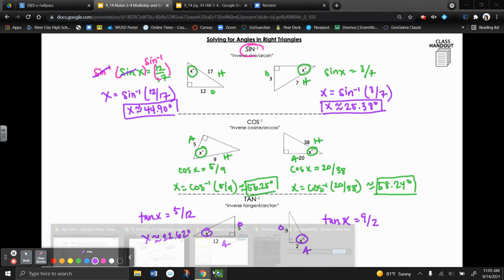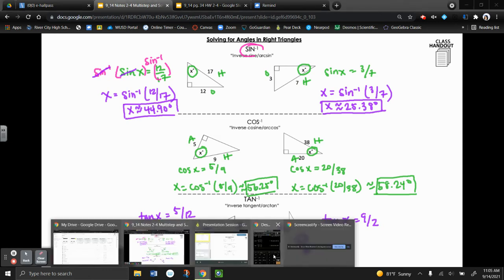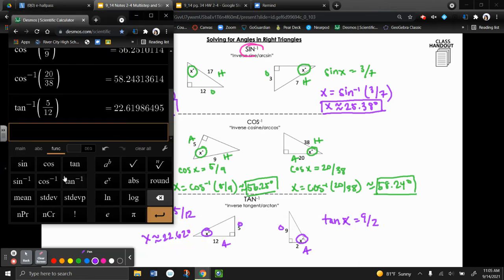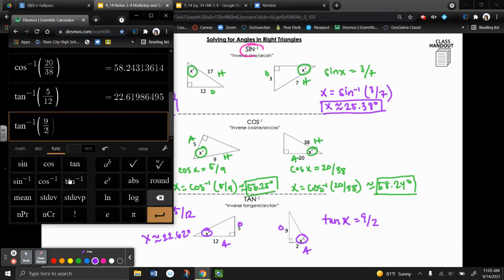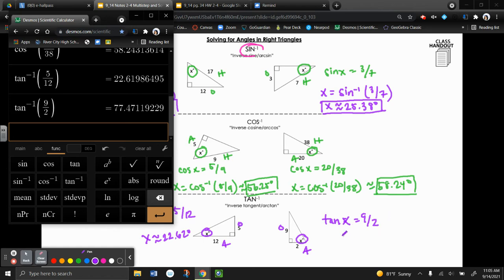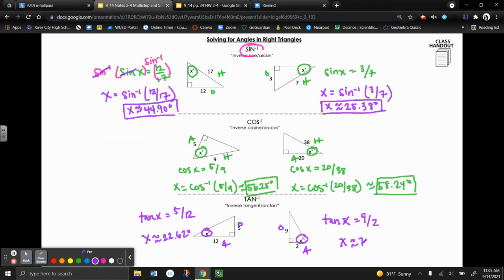And then for the second one, inverse tan, 9/2, 77.47. And again, we're using inverse tan for those.